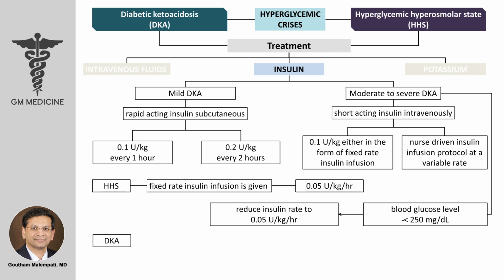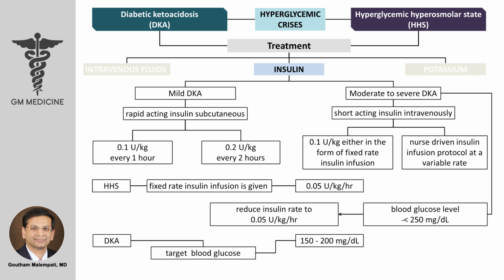In people with diabetic ketoacidosis, keep glucose between 150 to 200 milligrams per deciliter until resolution. In patients with hyperglycemic hyperosmolar state, the target blood glucose is between 200 to 250 milligrams per deciliter until resolution.